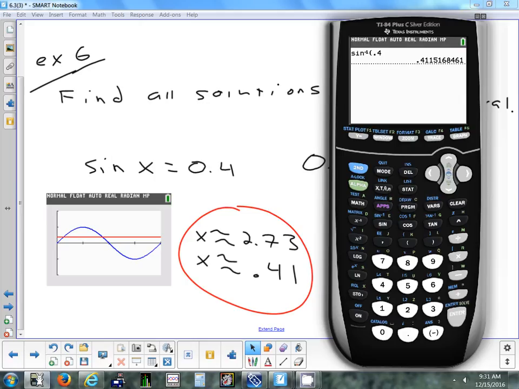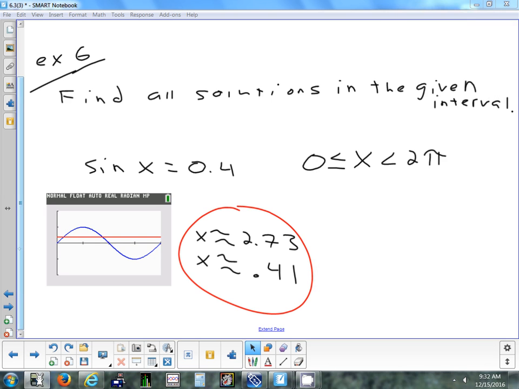So eventually, we're going to talk about a way to solve these things without using a graph. And it's not that hard. It's like that. The only thing I have to figure out is, well, where's the other answer? How would you get this 2.73 from this 0.41? And there is a way to do that. For now, we don't have to worry about it. I can show you the calculation. It ends up just being pi minus 0.41, 2.73. That's the other answer. So there's a very, very fast way to do this without graphing, which we'll get to eventually. And I just want you to know that there's other ways to do this. But we'll stick with this for now.